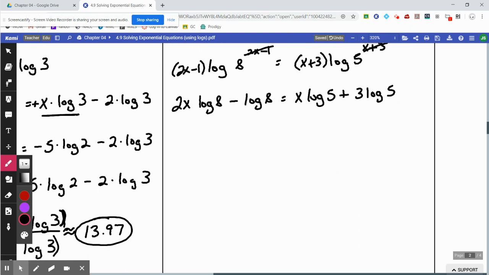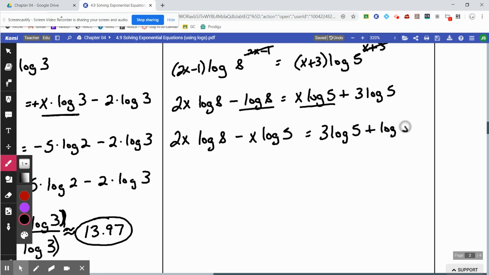Every logarithm that has an x, there's 2 terms there. Every logarithm that has an x, let's move it to the left side. I already have this one over here. So let's move this one over by doing minus x log 5, equals everything that doesn't have an x, let's move it to the other side. This 3 log 5 is already over here. Let's move the minus log 8 by doing plus log 8.